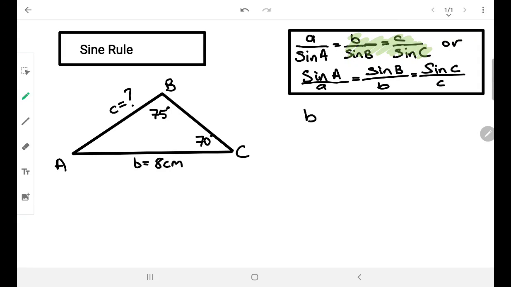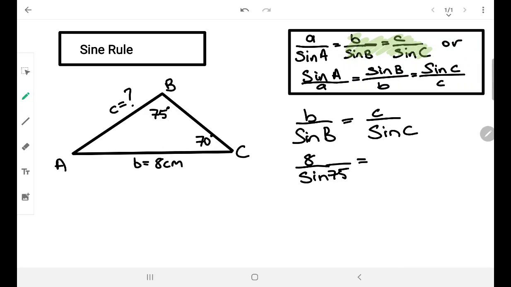So let's actually write it. It's good to write what formula we're going to use. In this case, it's going to be b over sine B is equal to c over sine C. So we do have the B side, which is 8 over sine 75, which is equal to c, which is our unknown, over sine 70. So now we have an equation that we need to solve to get c on its own.